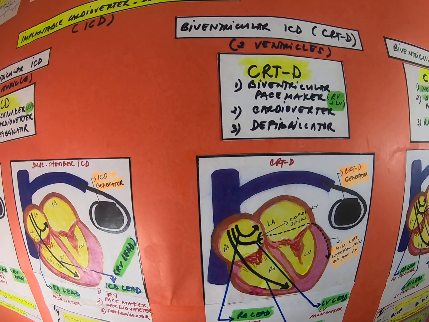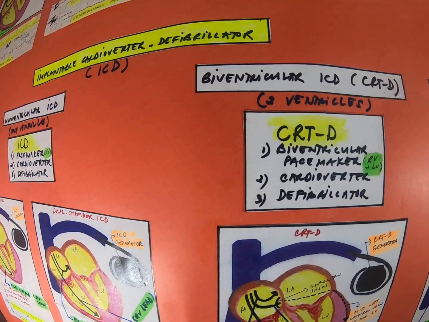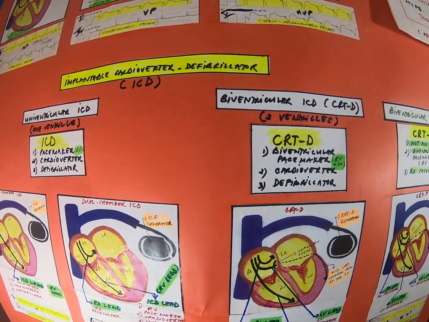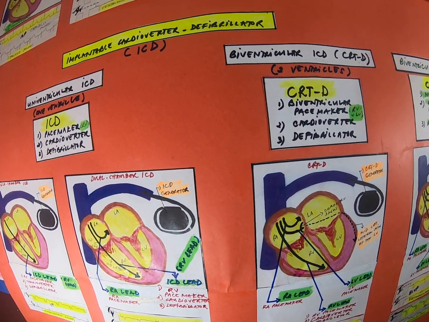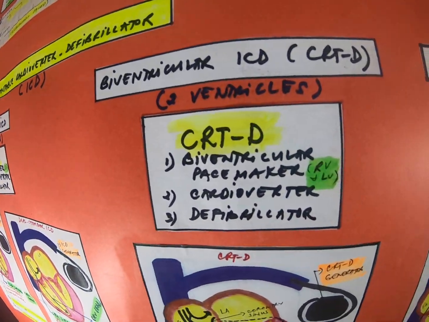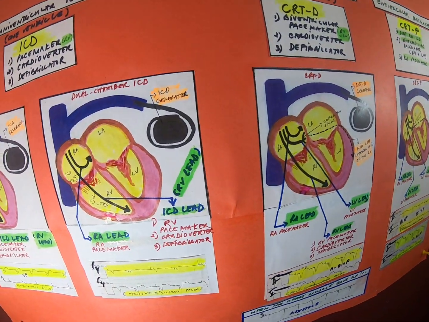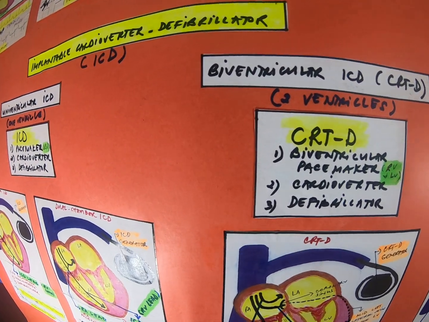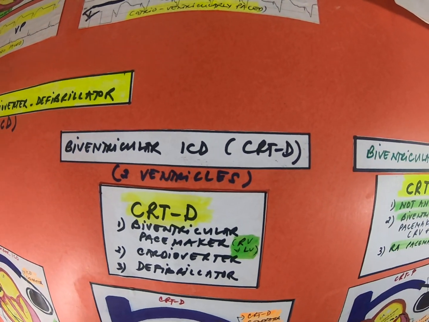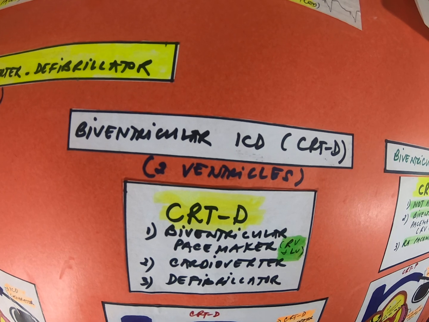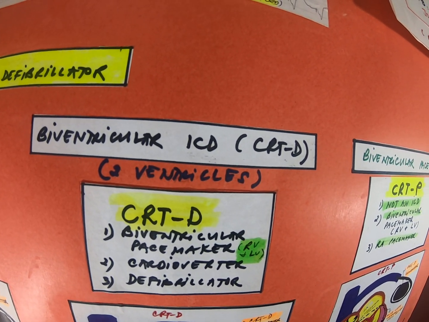Okay, so CRT-D, these are the patients. These patients need this machine when their ejection fraction is low, less than 30%. They have left bundle branch block, and they are prone to failure because their EF is low. So usually these are cardiomyopathies, and they're prone to having ventricular arrhythmias, VTAC with or without pulse.